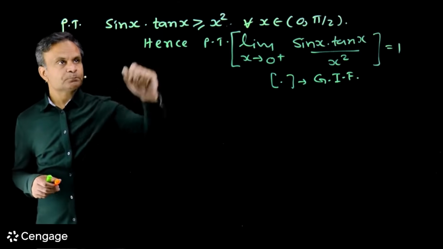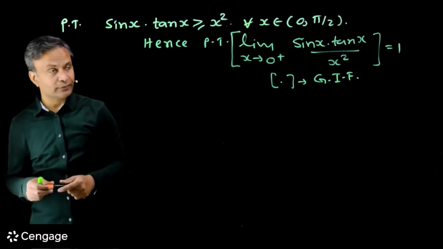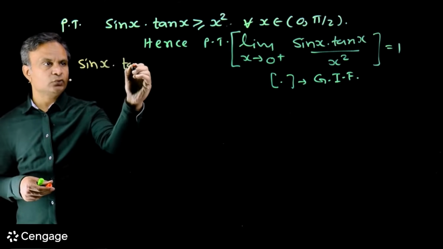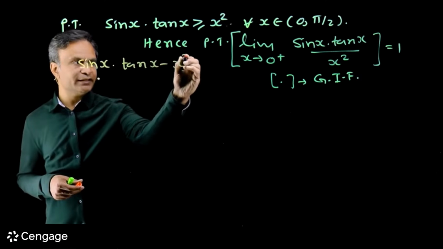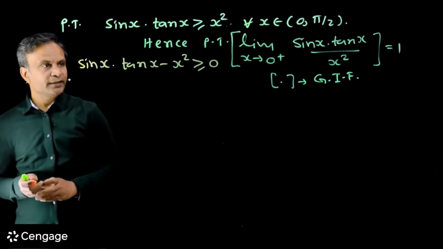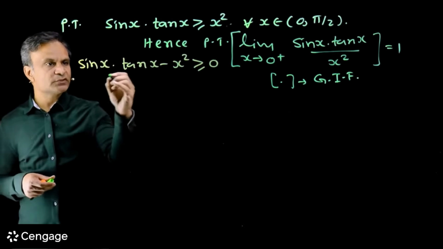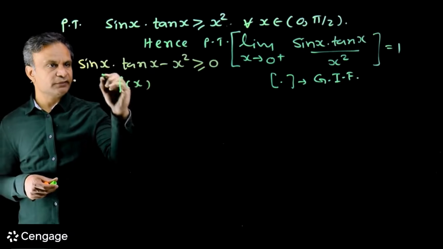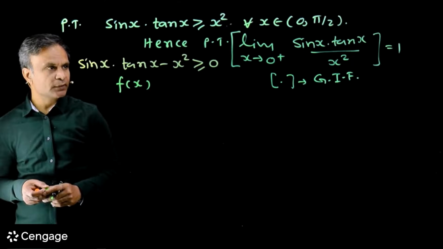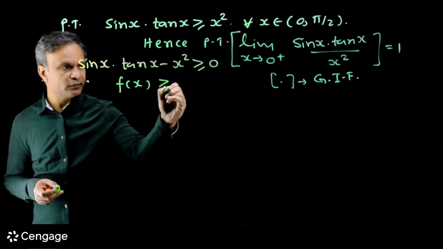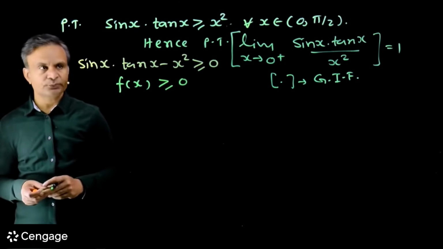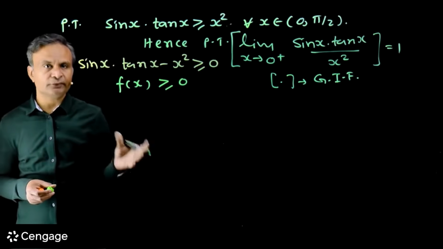Let's first prove this. Sin x into tan x greater than or equal to x square means we have to prove that sin x into tan x minus x square is greater than or equal to 0. Now suppose this is function f x. Function f x is sin x into tan x minus x square. We have to prove that f x is greater than or equal to 0, where f of 0 is 0. Put here x equal to 0, we get f of 0 is equal to 0.